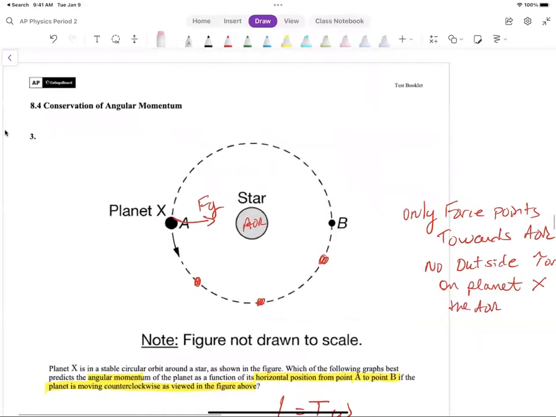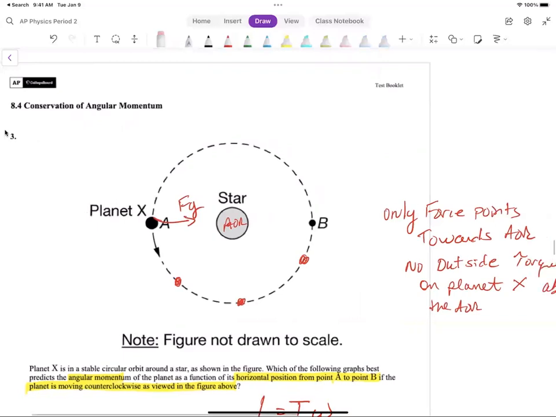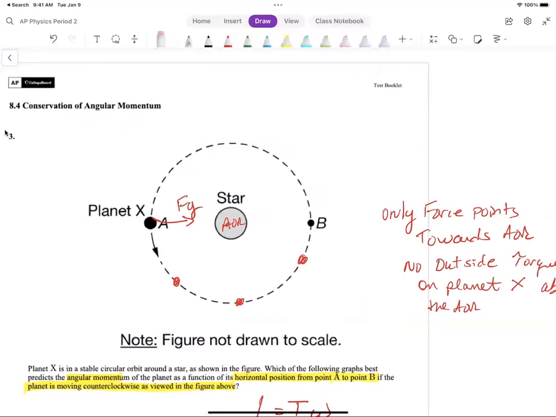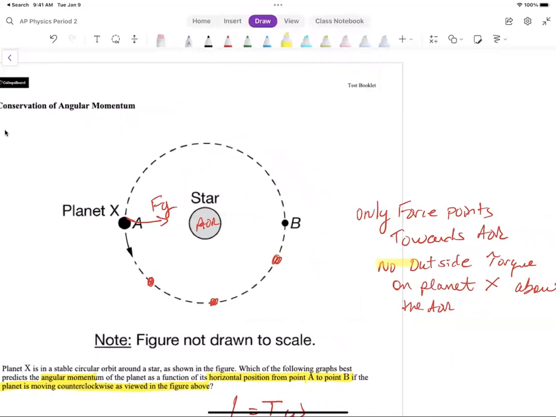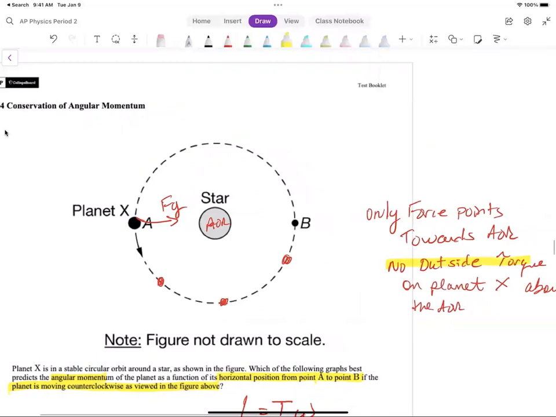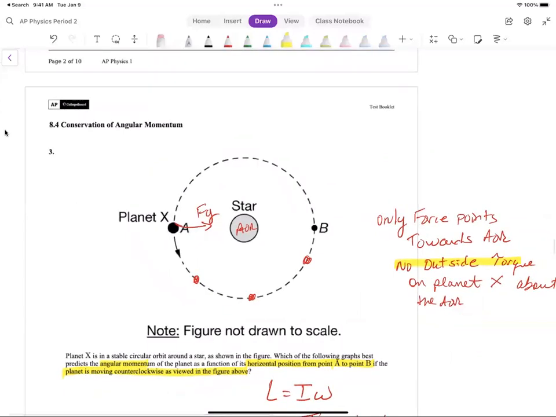Number 3, I've got a planet rotating around a star. The only force acting on the planet going around this perfectly circular orbit is the force of gravity, directed straight towards the axis of rotation. Therefore, it goes right through it, and that force of gravity does not create a torque. There's an outside force on the planet, but there's no outside torque about that axis of rotation.